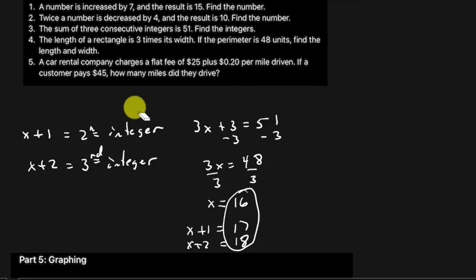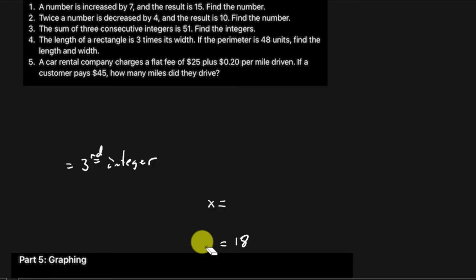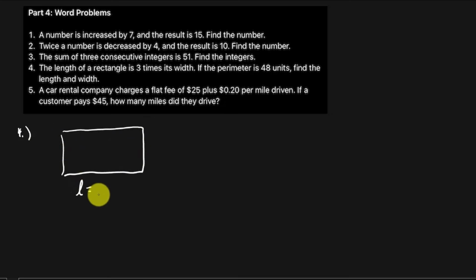All right, let's erase this. We ran out of room. For problem 4, it says the length of a rectangle is 3 times its width. All right, let's draw a rectangle. We'll say this is L, which equals the length, and we will call this W, which is the width.